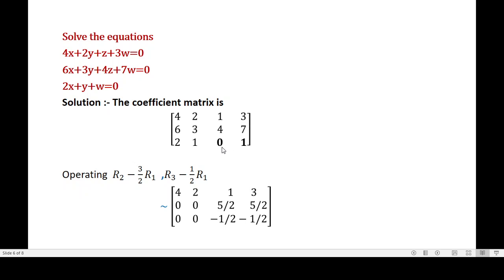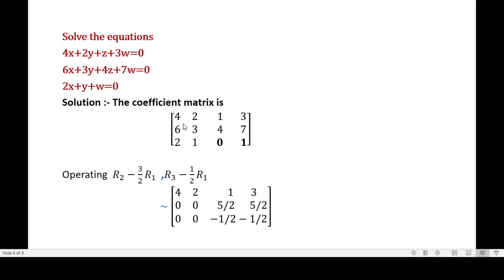So the value is 0 here. So third row elements are 2, 1, 0, 1. And the method is to reduce the coefficient matrix to upper triangular form or lower triangular form. That is, reduce the coefficient matrix to triangular form using elementary row transformations. Now here, let us reduce the coefficient matrix to upper triangular form.